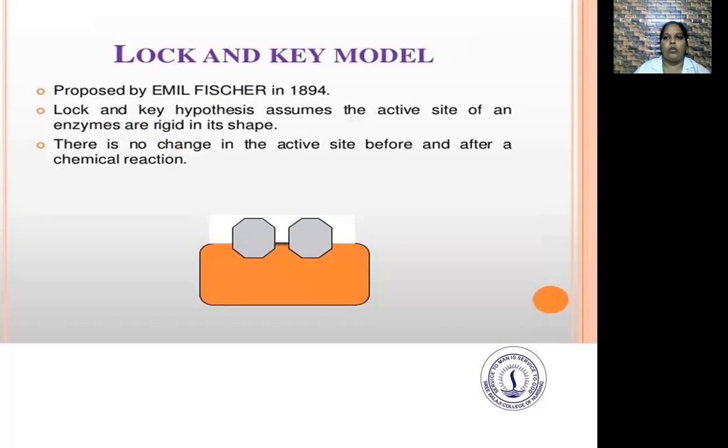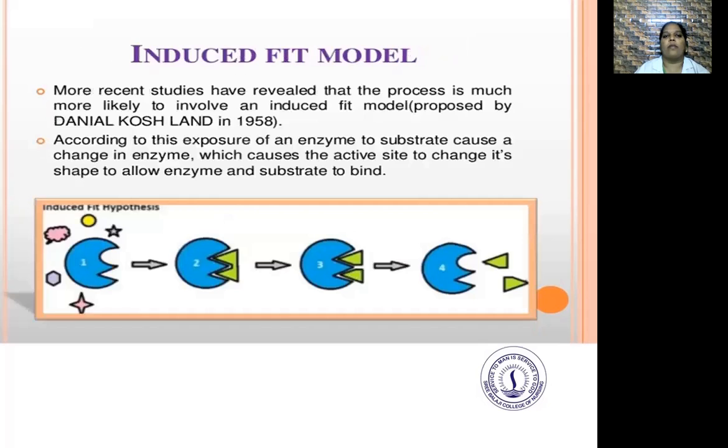First, we'll see the lock and key model. It was proposed by Emil Fischer in 1894. The lock and key hypothesis assumes the active site of an enzyme is rigid in its shape. There is no change in the active site before and after a chemical reaction.